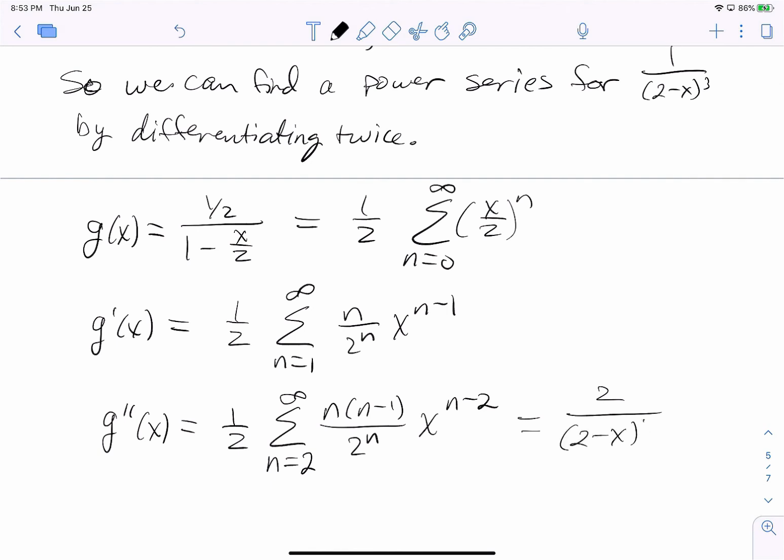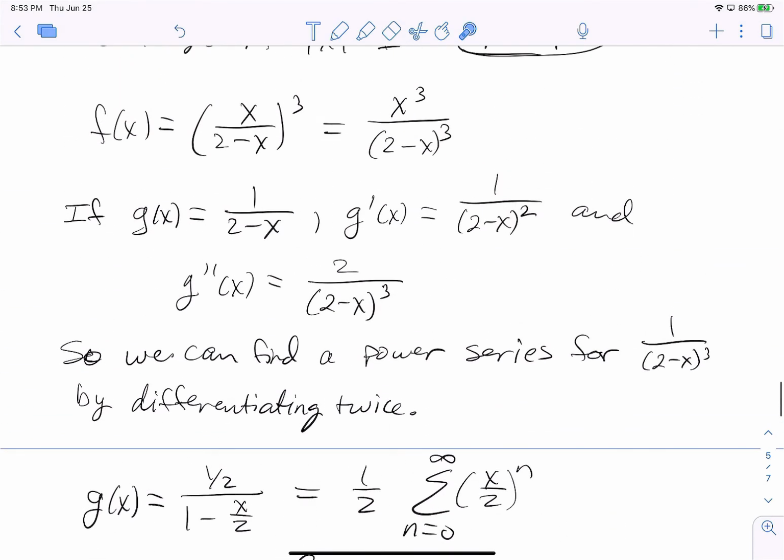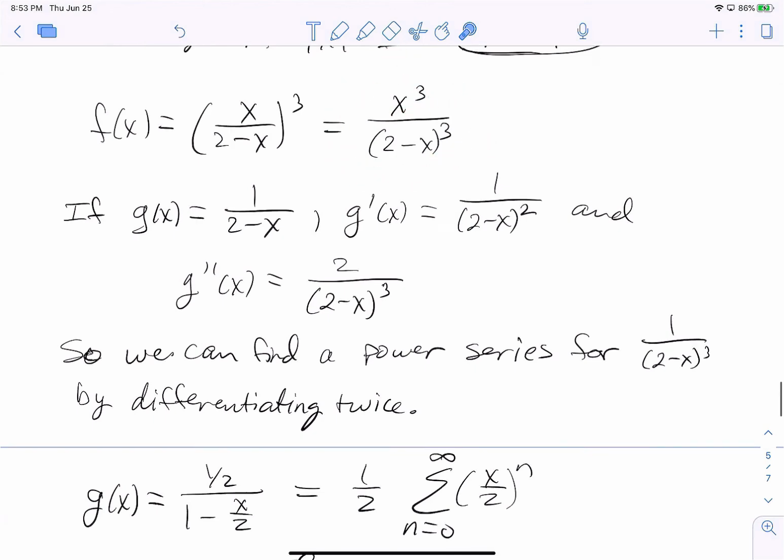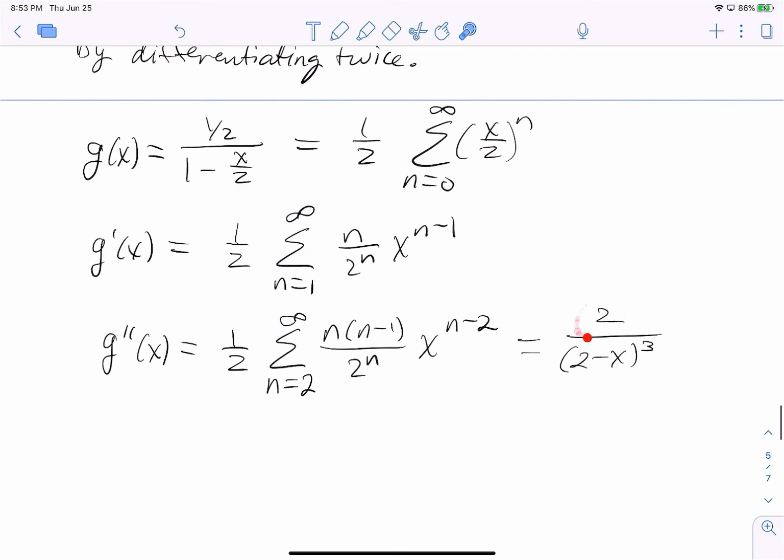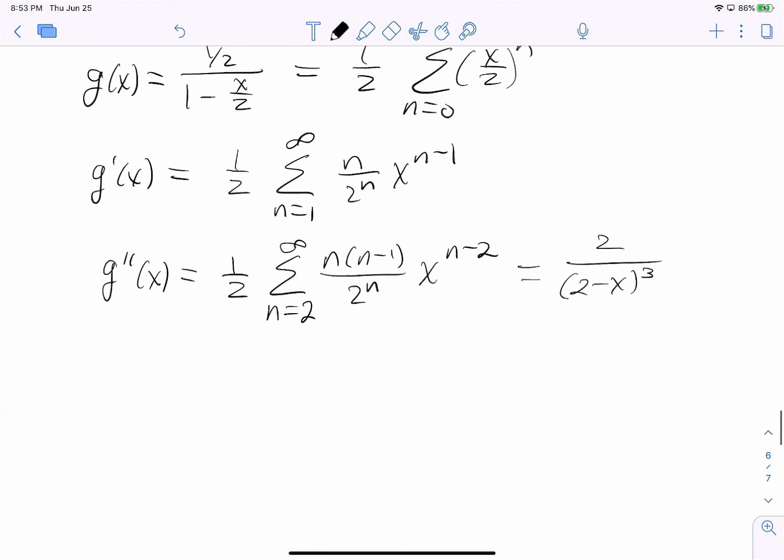And we are getting pretty close to what we're after, but we differ in a couple of key ways. One, what we were after was x cubed over (2 minus x) quantity cubed. And we're going to bring in that x cubed. But the other thing is, here I have a 2 in the numerator. I should not have that. So we're going to divide both sides of this by 2.